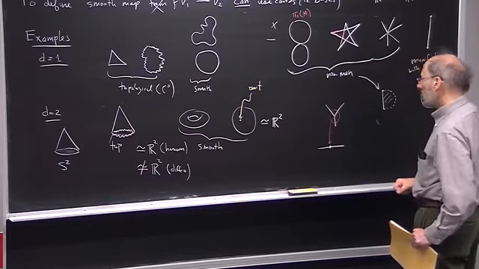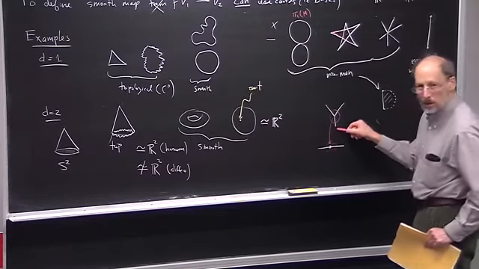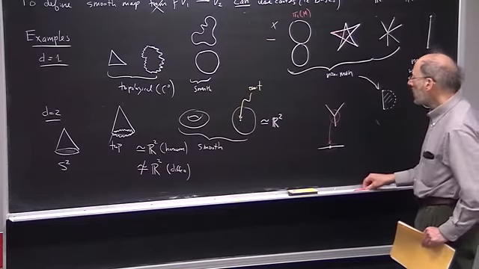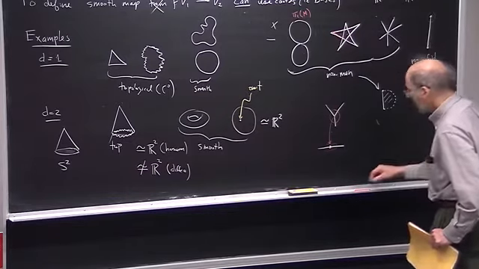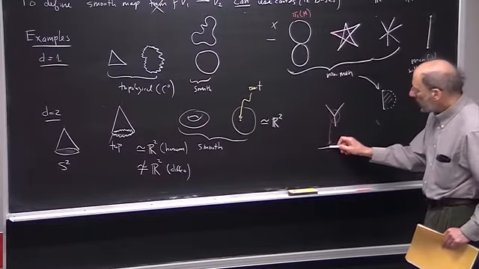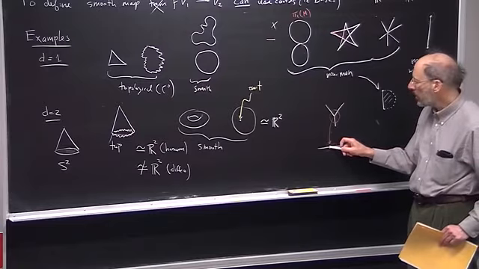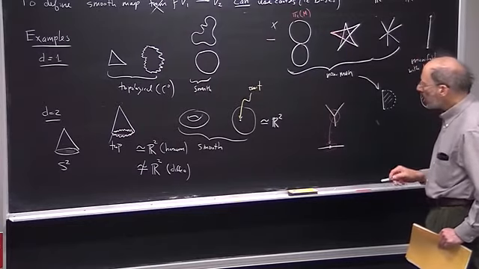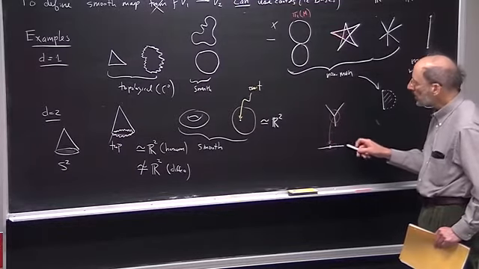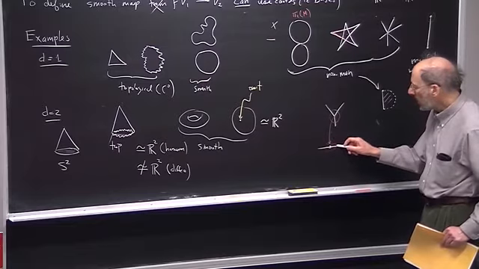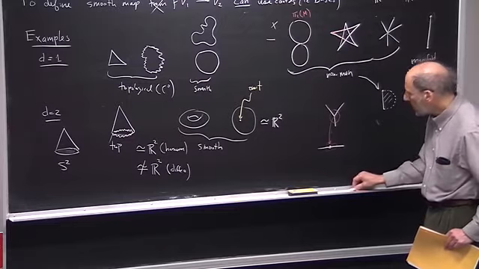So I think the statement is, we have to look for a property that this has, that this does not have. One way of saying it would be this. If you're here, then you can find arbitrarily small neighborhoods whose boundary, now we have to use the notion of boundary within R, has only two points.